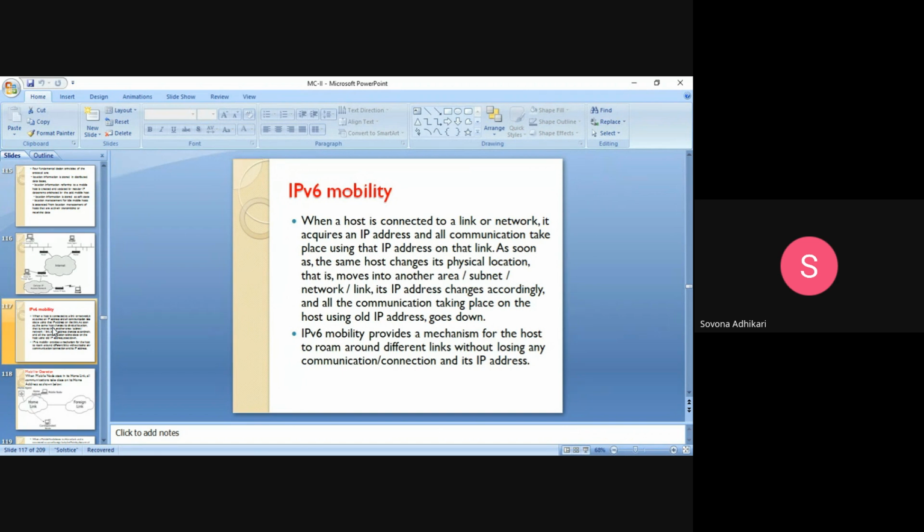And important is also the IP address. So IPv6 mobility provides a mechanism for a host to roam around different links. That is, you can move to a different network, different subnet, different links without losing any communication or connection, and also the IP address. You can retain the same IP address when you are moving from one location to another location, from one network to another network.